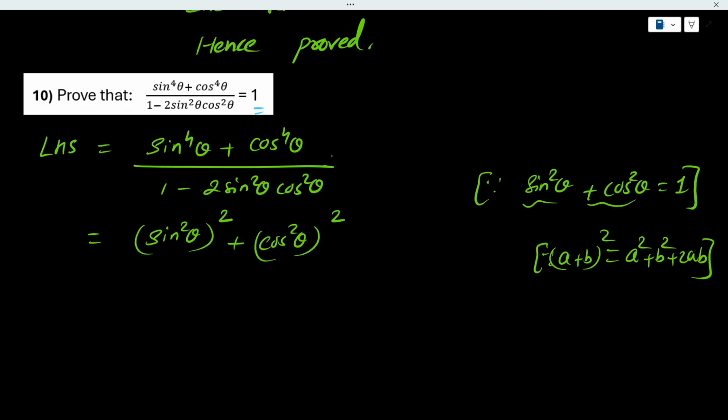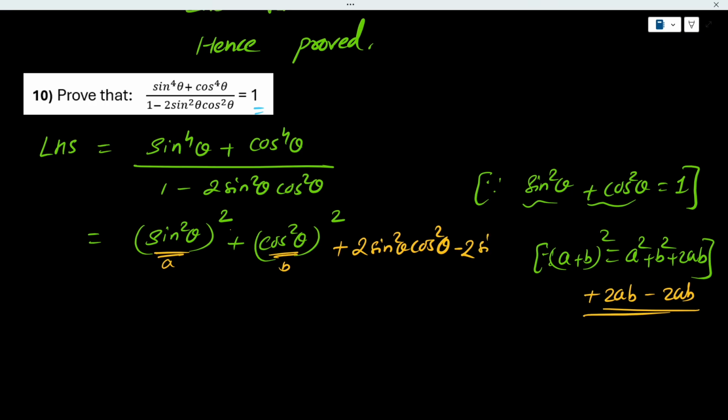So in the numerator you already have a square. This is your a, so this is a square. This is your b, this is b square. But we don't have the 2ab term. So what can I add? I can add plus 2ab and I can subtract 2ab. This is not going to change my actual value. So we are going to add 2 sine square theta cos square theta and subtract the same value so that we are not changing the actual expression.